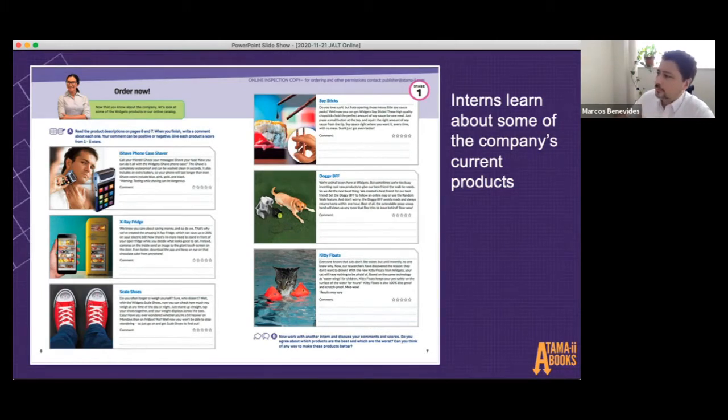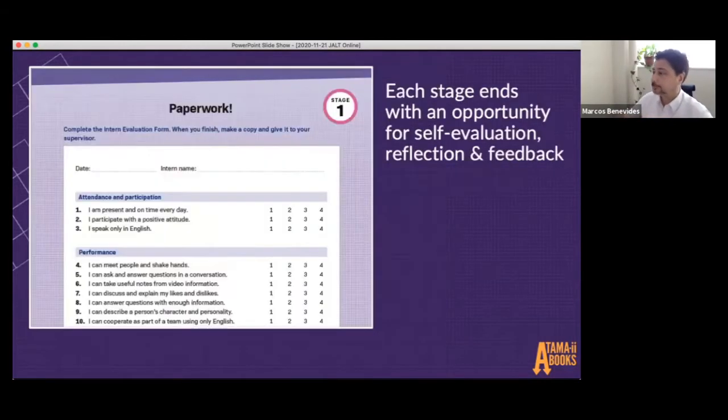So they learn, of course, about some of the current products of the company. In this case, by reading a kind of online catalog, they can comment on which they like better. In this case, it's a kind of ranking activity and discussion between students. And they're learning about these products because they're soon going to be developing some products for the company. And this is a way of, again, scaffolding and getting them up step by step towards greater complexity, task complexity.